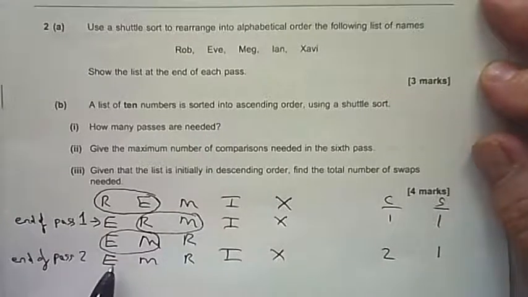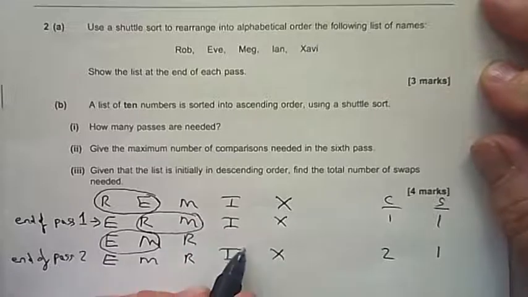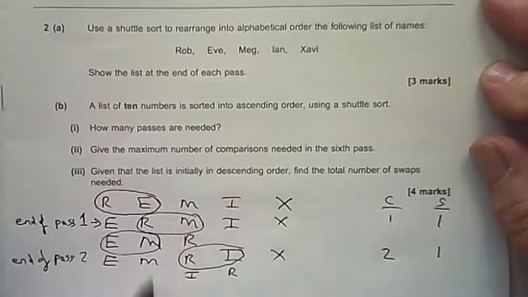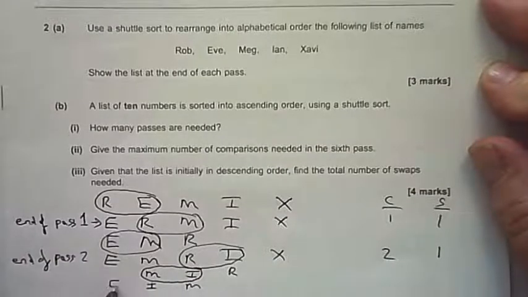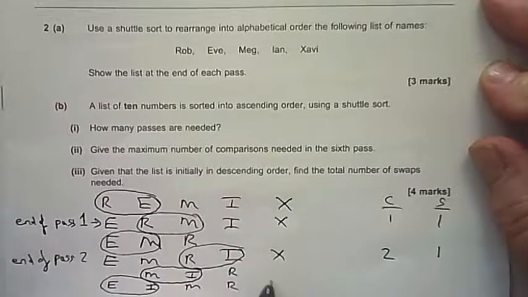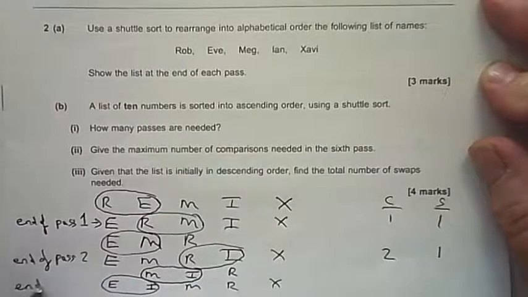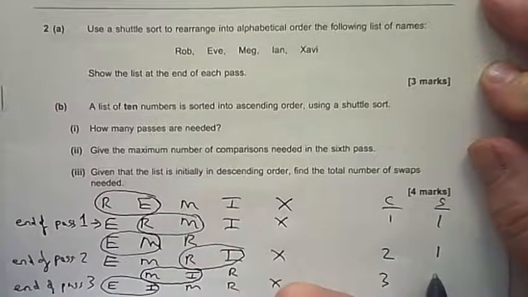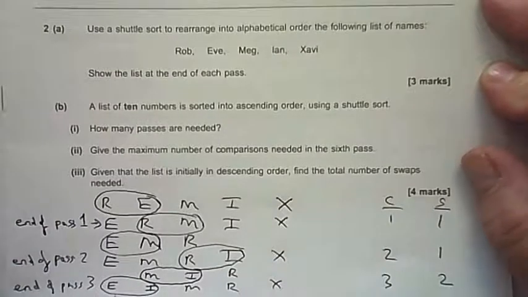For pass 3, we bring the next item into play, and it does swap. So we then compare here, and again it does swap, and then we compare here and it doesn't swap. So that's our list, end of pass 3. There we had 3 comparisons and 2 swaps.